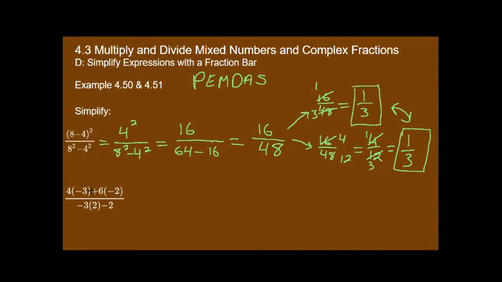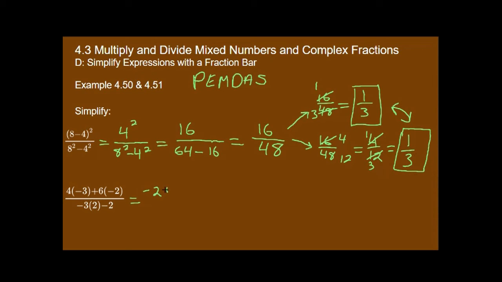Okay, the next one. 4 times -3 plus 6 times -2, all over -3 times 2 minus 2. So let's go ahead and work this one out. There's nothing to do inside parentheses, so we're not going to do that. There are no exponents in this one, so we're not going to do that. And we're going to move on to multiplication. So multiplication here, these two are right against each other, so they're multiplied. 4 times -3 is -12.